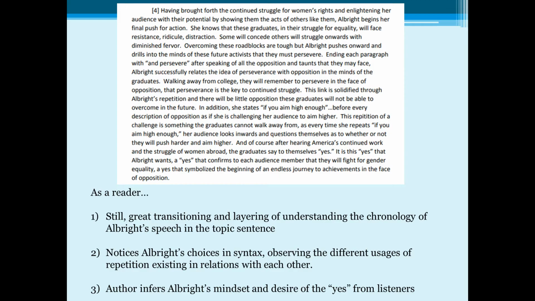So this author in this paragraph deals a lot with syntax and different uses of repetition or anaphora and so forth that Albright uses. And this is something that the author of this piece does a really good job once more of doing, of characterizing the audience and also interpreting their mindset here. If you look at the last little bit of this paragraph, the author writes, "And of course, after hearing America's continual work in the struggle of women abroad, the graduates say to themselves, yes. It is this yes that Albright wants, a yes that confirms to each audience member that they will fight for gender equality, a yes that symbolized the beginning of an endless journey to achieve in the face of opposition."